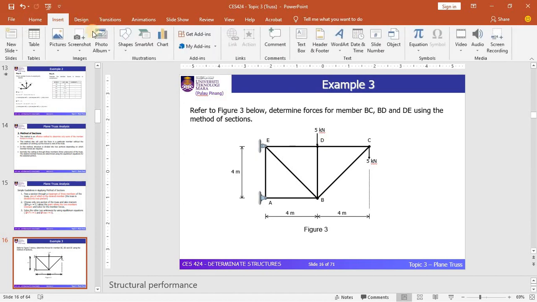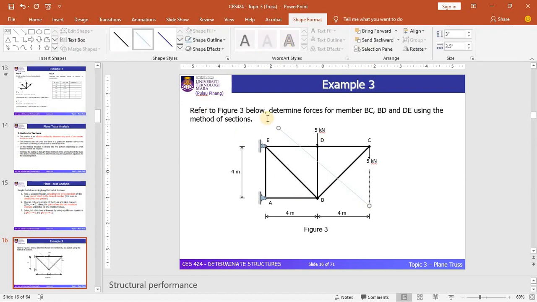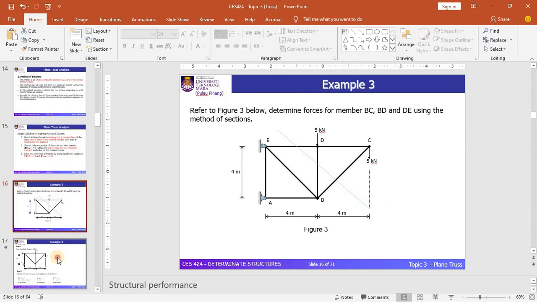I'm going to demonstrate here. You need to draw this particular line here. This line crosses members ED, DB, and DC. Based on this line, you can see that the truss has been divided into 2 portions, which is the upper part here, and the other portion, the lower part of this line. We will look at this in detail in the next slide.